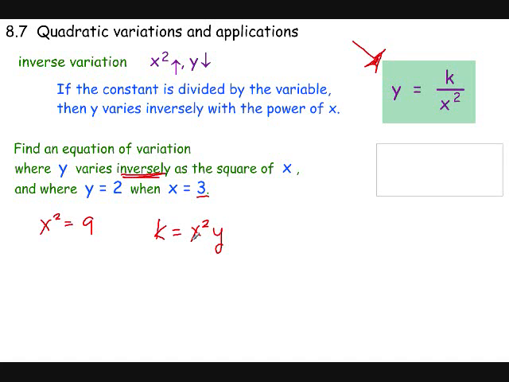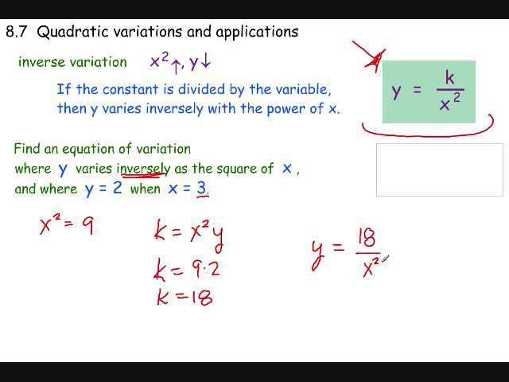The constant k is going to be the product of x squared times y. And that's going to be 9 times 2, k is equal to 18. And the way I write this equation, right up here we see the model for it. That's going to be y equals, and we put the constant in the numerator. With inverse variation, my independent variable, x squared, is in the denominator. There's my equation of variation.